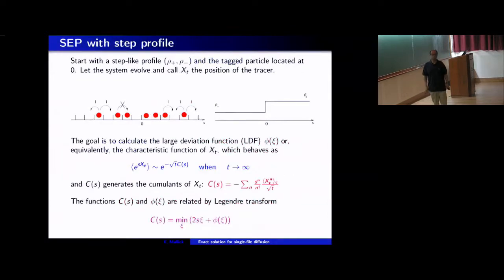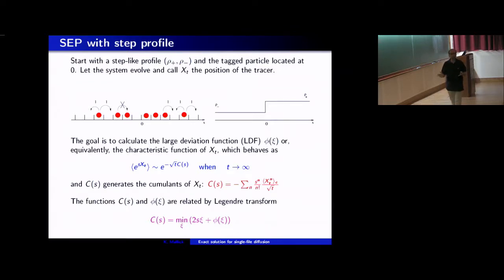Okay, now let's come to the real problem. So the real problem is particles with exclusion on an infinite lattice. And we start with an initial profile with two different densities on the left and on the right. And we put the tag particle on the 0 position. And I call x of t its position after time t. So I'm interested in the probability distribution of this object, or on some more specific behaviors in the long time limit. For example, instead of computing the probability distribution of x of t, I could compute the average of the exponential of s times x of t, where s is a parameter, the characteristic function.